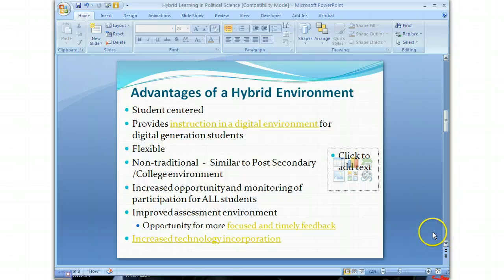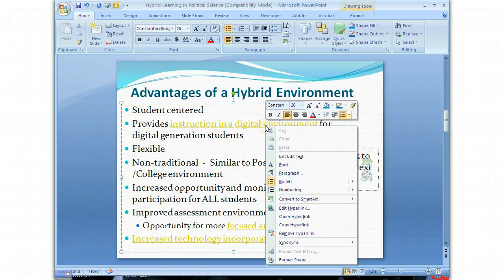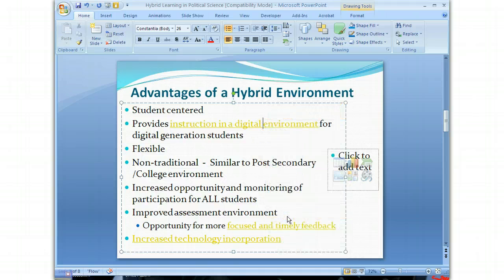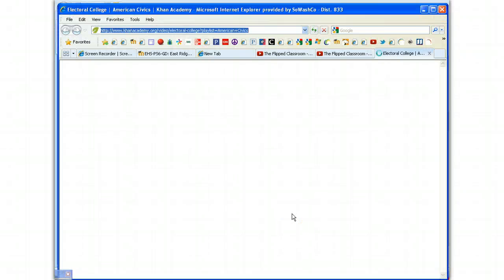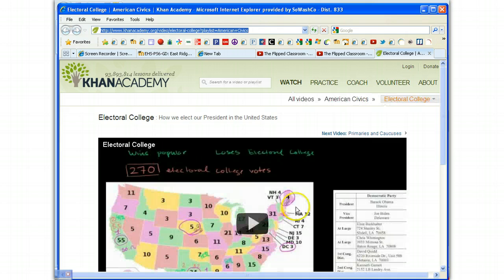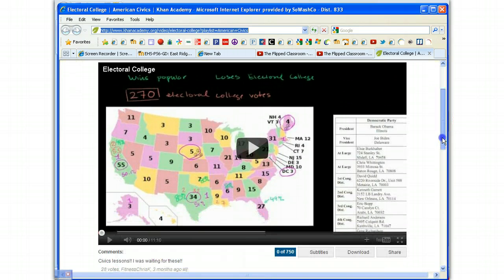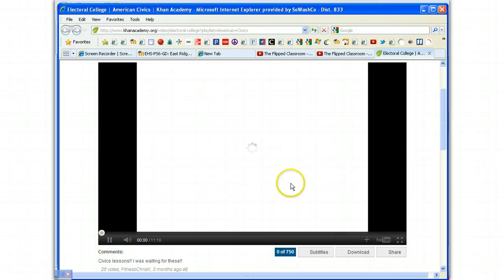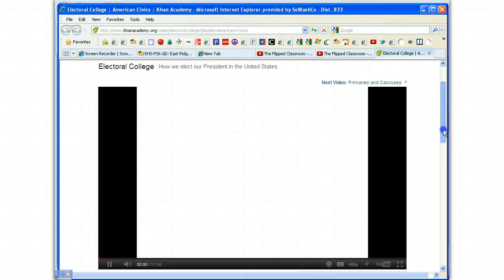Advantages of a hybrid environment. Hybrid environments are definitely student-centered as students get direct individual instruction, and that instruction is provided in a digital environment. For example, the Khan Academy is a well-known and well-used online content delivery system. It's one possible option that would be available as a resource for this online instruction.